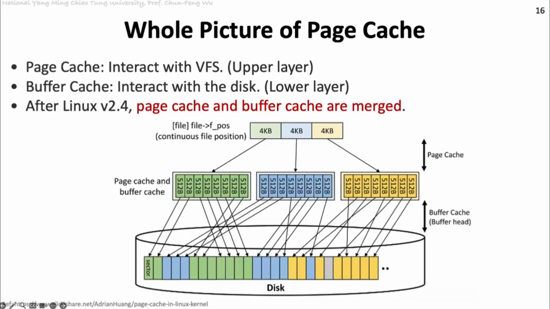And for the history, before Linux version 2.4, there were two different things. One is called the page cache, and the other is called the buffer cache. The page cache interacts with the VFS, and the buffer cache interacts with the disk. So you can think of the page cache as being about files and the data inside the memory, and the buffer cache as being about the data in the memory and the disk.